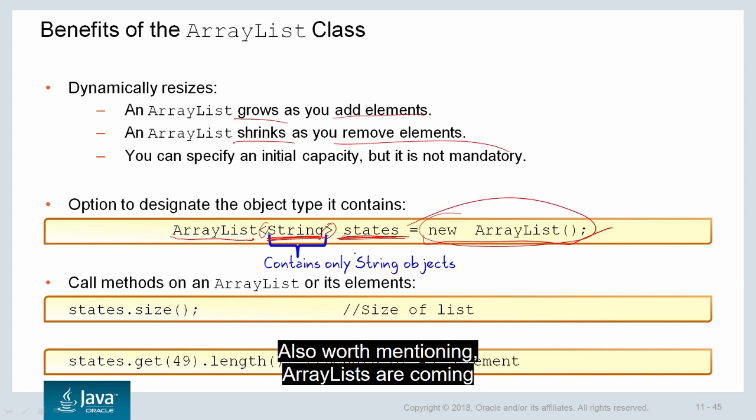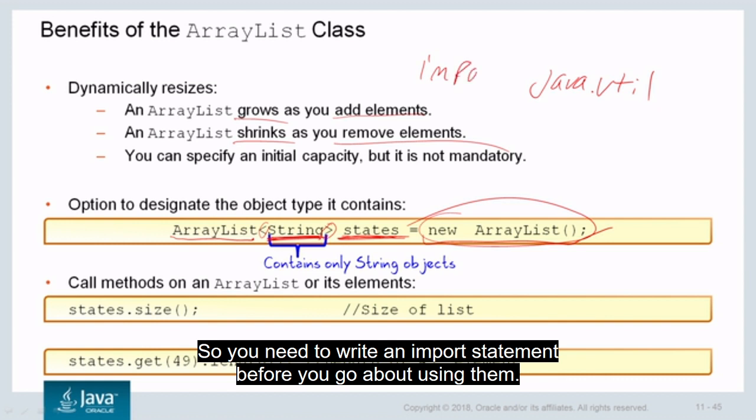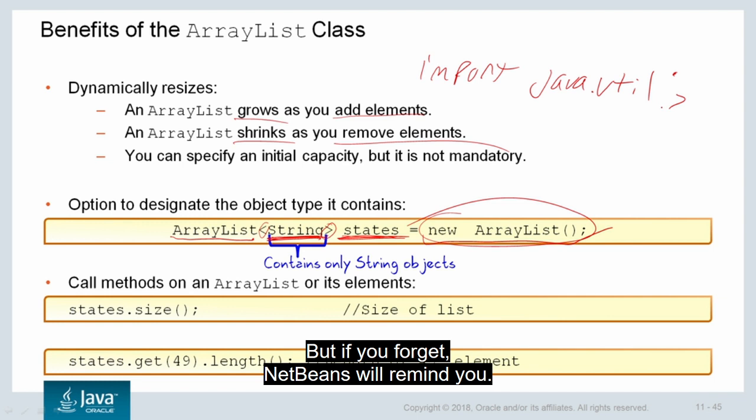Also worth mentioning, array lists come from the java.util package, which isn't automatically available to you, so you need to write an import statement before you go about using them. But if you forget, NetBeans will remind you.